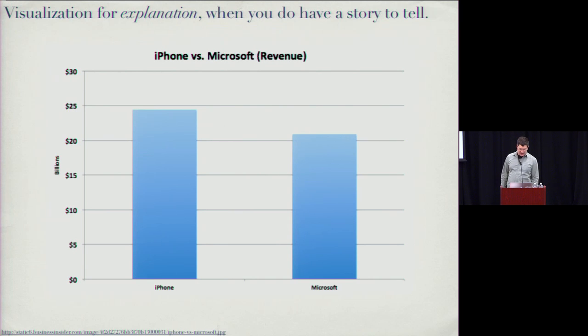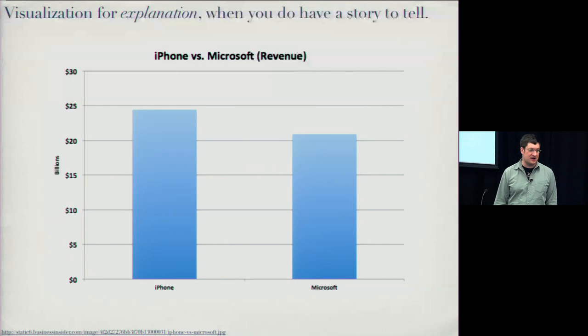So this happened this week. The iPhone, total revenues of the iPhone, more than all of Microsoft. That's an interesting story. This is not a sophisticated data visualization, but it's very compelling, right? Because there's a story in it. Because it's a very compelling story. And so we don't have to do a lot of fancy treatment with the graph. I'm not sure what else you would do. It's only two numbers. But it's pretty interesting.